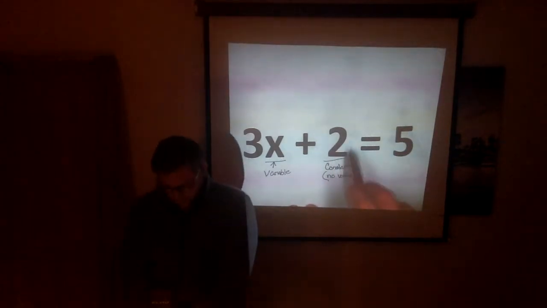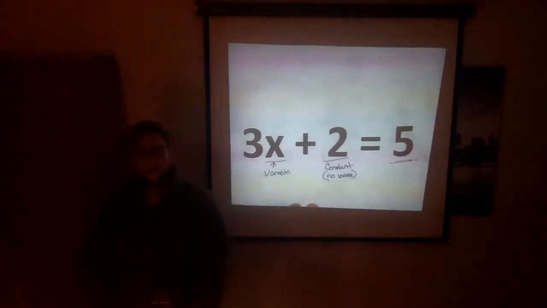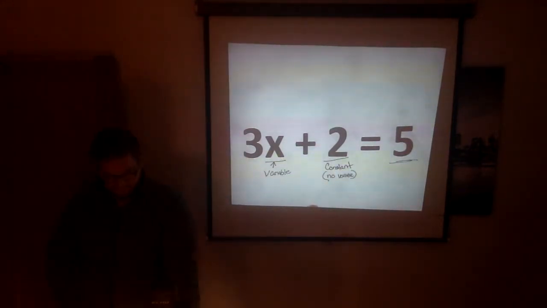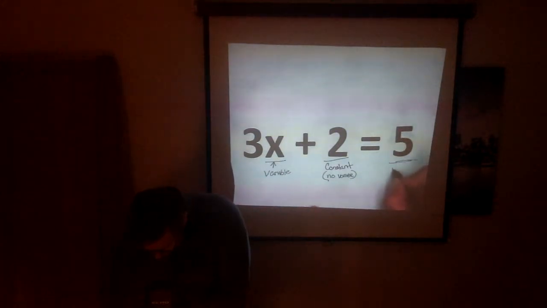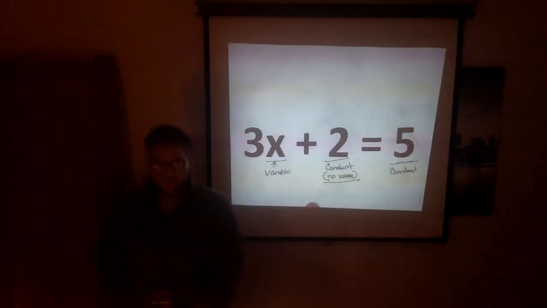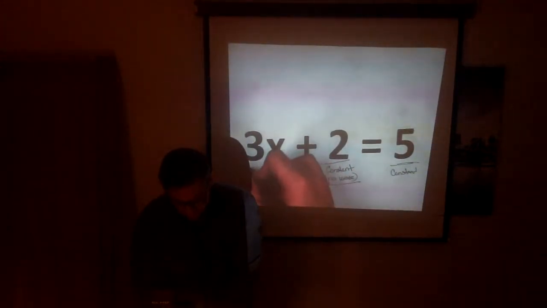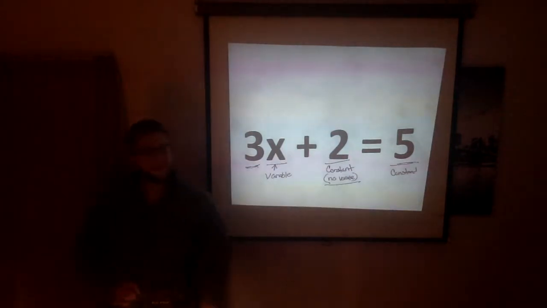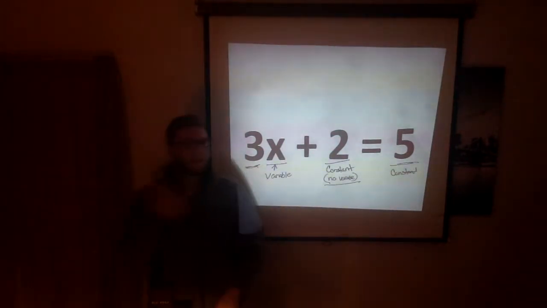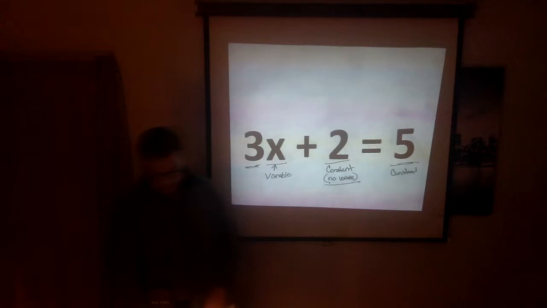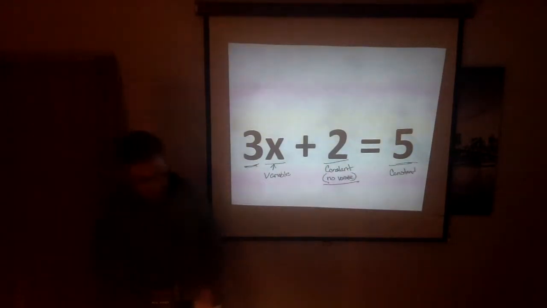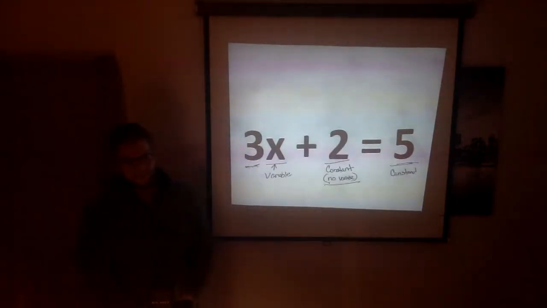So if the 2 is a constant, what might the 5 be? Nice job. It is also a constant because there is no variable. So then what might that mean for this 3? It's not by itself. It's with the variable. As you can see, the x is right next to it. So what does this 3 mean? Turn to your partner.